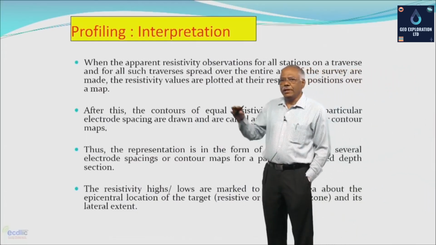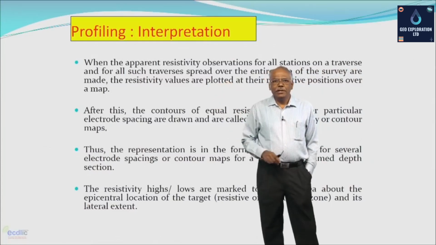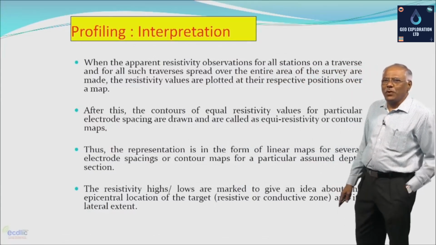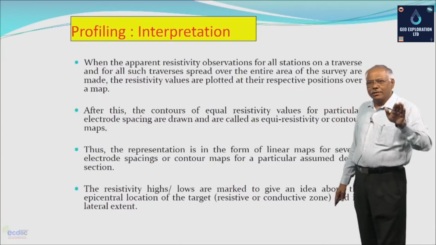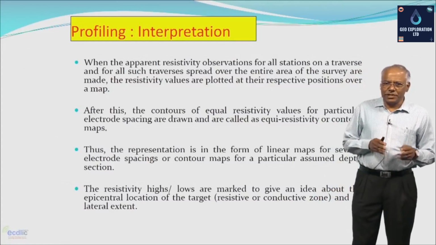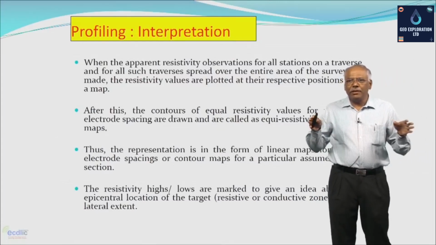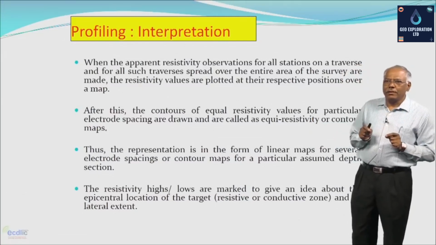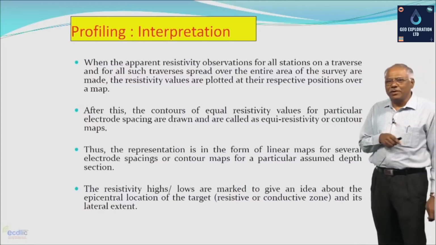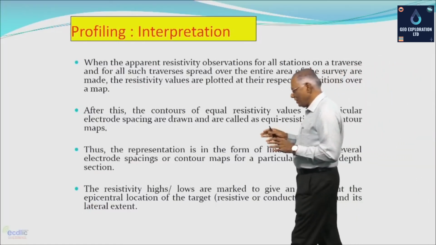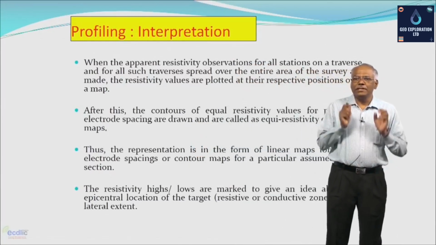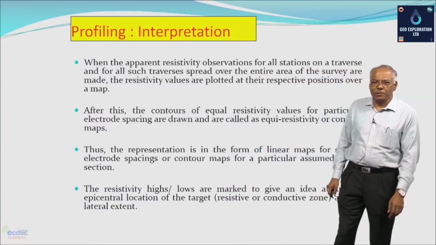When you have the horizontal profiling done across different grid points, then how to really go for the interpretation is a very important aspect. The apparent resistivity observations for all the stations along a particular grid, or different rows or columns of the grid, which are spread over the entire area, are actually plotted. After this, the contours of equal resistivity values for a particular electrode spacing are drawn and called equi-resistivity contours. These equi-resistivity contours, as I said, can give you electrical resistivity low or electrical resistivity high. Electrical resistivity low is the area which is important from the groundwater occurrence point of view.